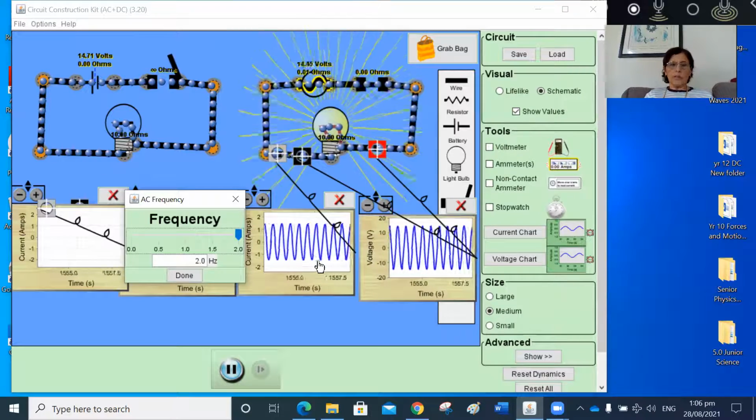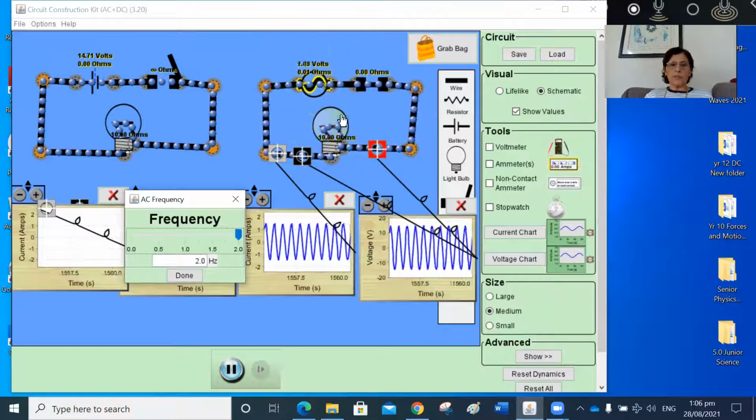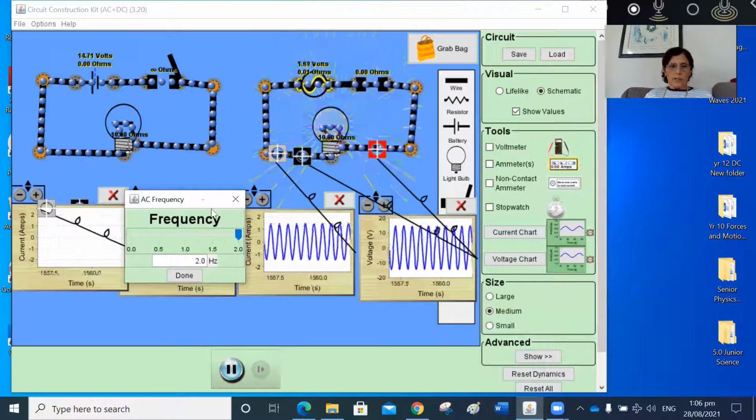So the household supply in New Zealand is about 50 hertz. So at 50 hertz, we don't see the flashes.